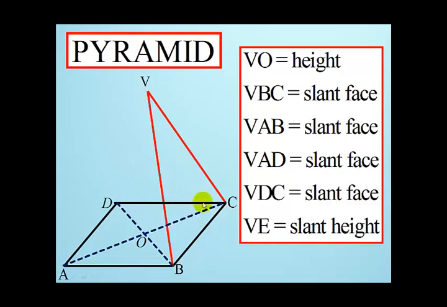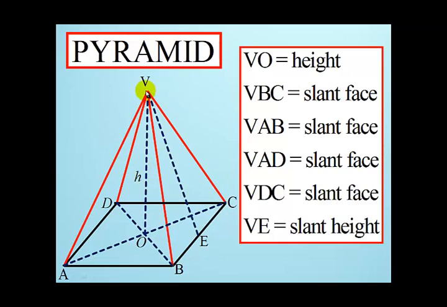Now, to understand the slant faces, this is what we are saying. VBC is one slant face. VAB is another slant face. VAD is also a slant face, and VDC is another slant face. Now, VO is the height of the pyramid, and VE is the slant height of the pyramid.